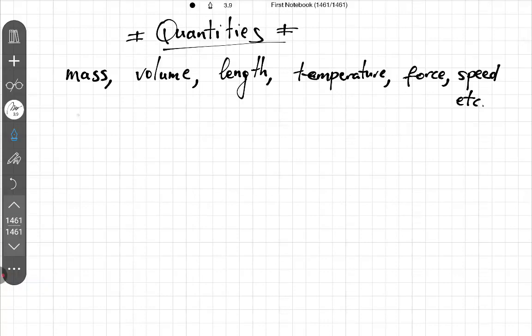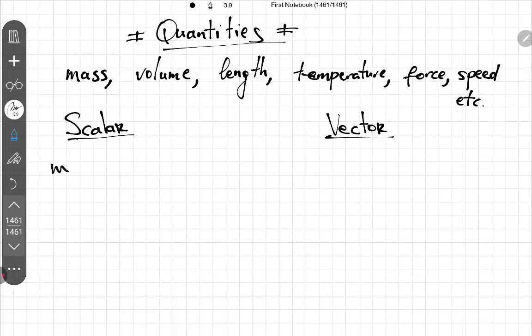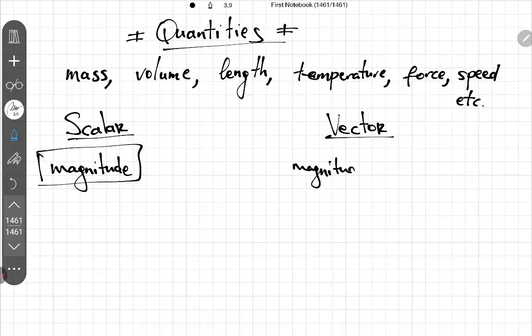First one is scalar quantities, and the other one is vector quantities. What's the difference between scalar and vector quantities? Scalar quantities have only magnitude. It means only value. But vector quantities have magnitude and direction.